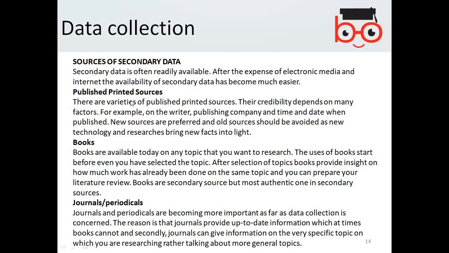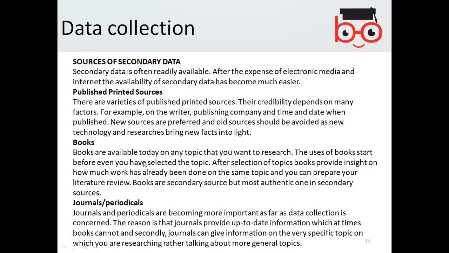Published printed sources are one of the sources. There are varieties of published printed sources. Their credibility depends on many factors, for example, the writer, the publishing company, and the date when they were published. New sources are preferred and old sources should be avoided, as new technology and research bring new facts to light. So published printed sources are one of the sources of secondary data.